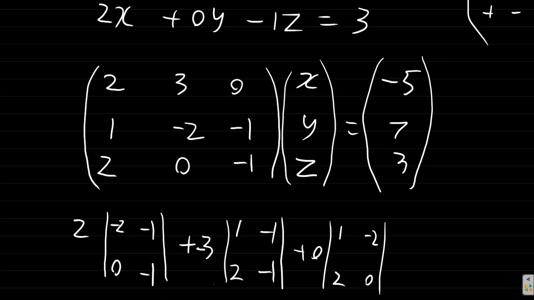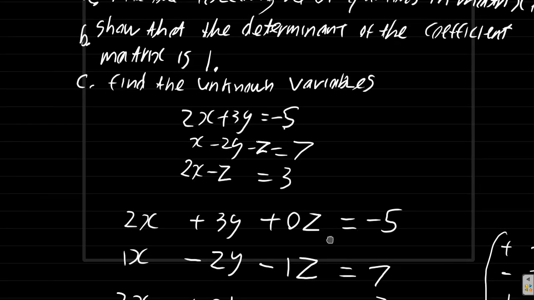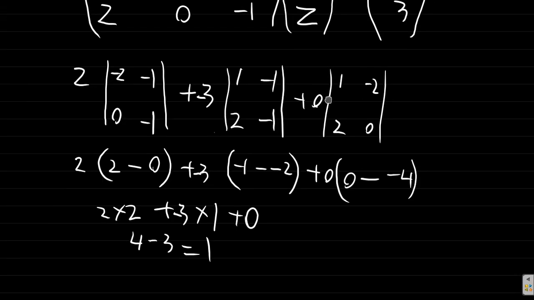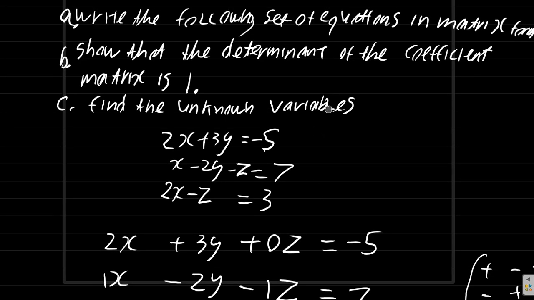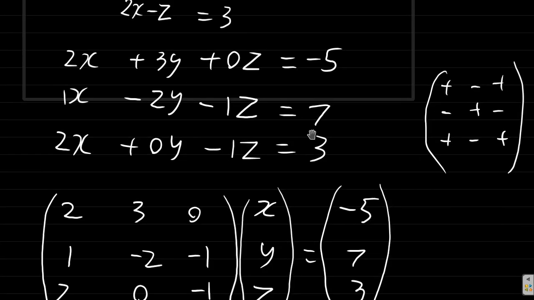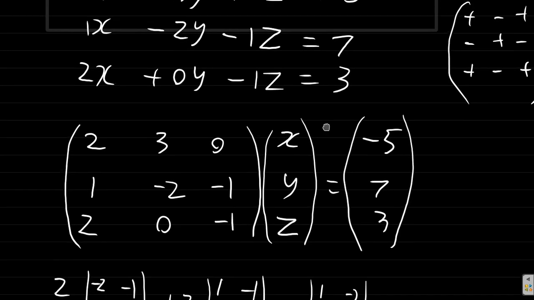So this is where we left off in our last video. We have found the determinant of the coefficient matrix to be 1. And now we need to find the unknown variables, which would be the x, y, and z.